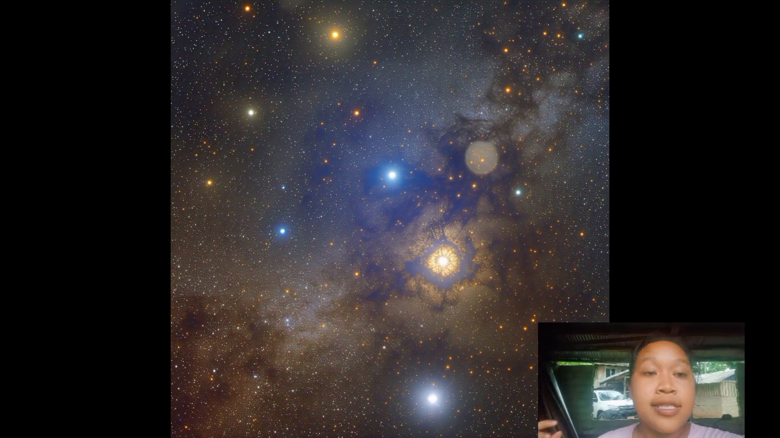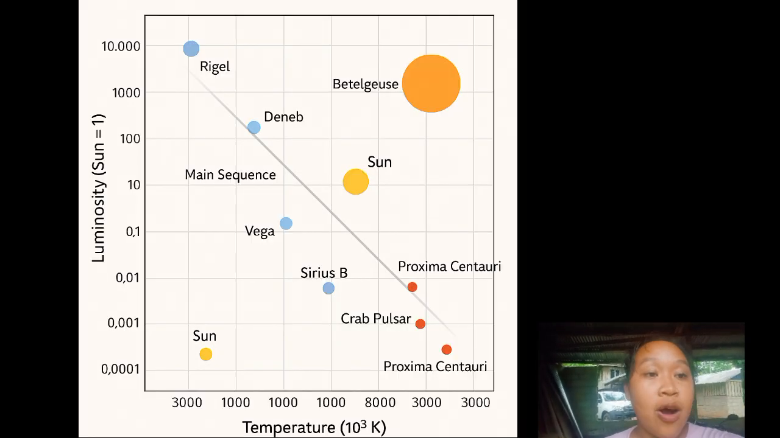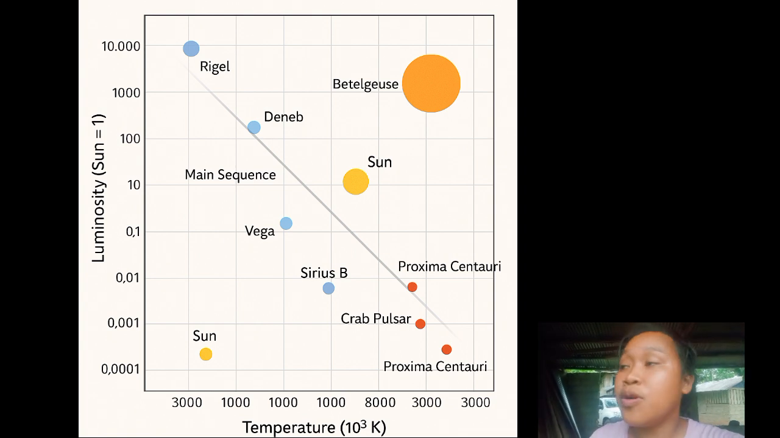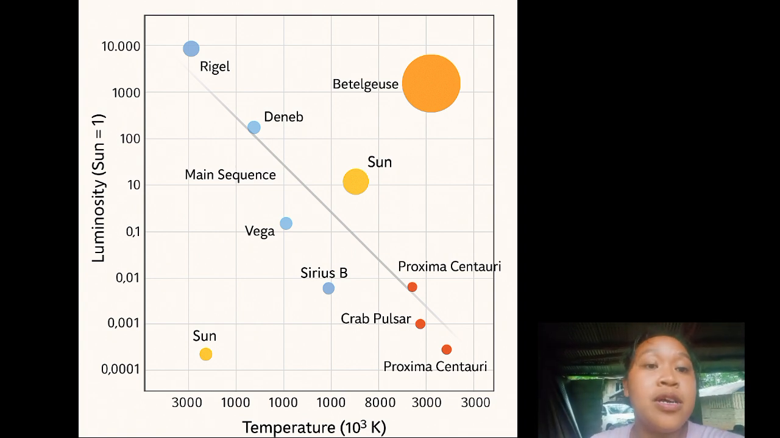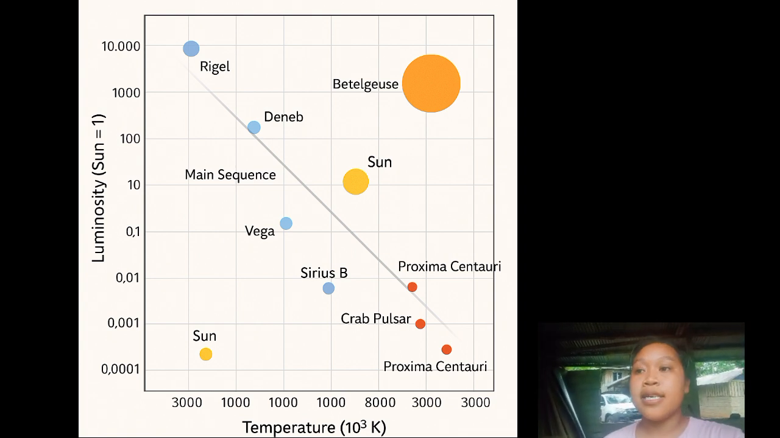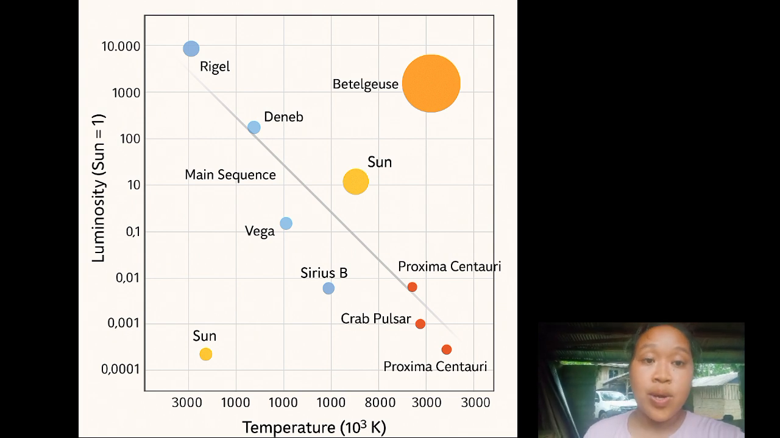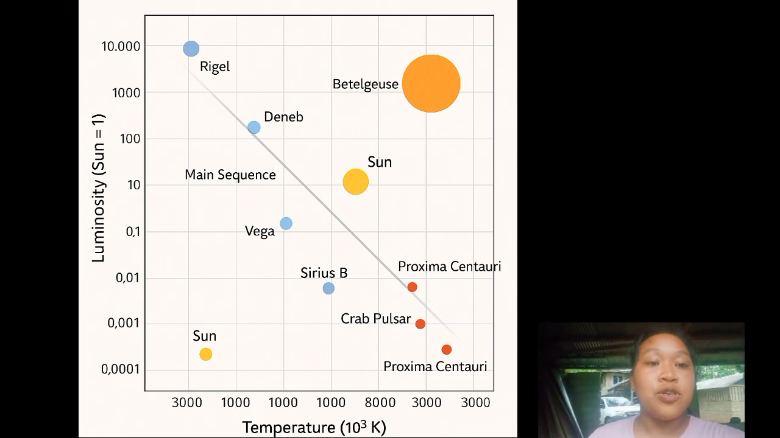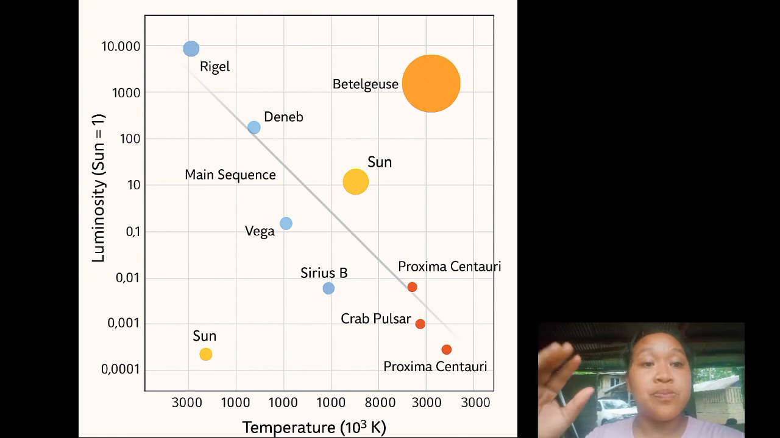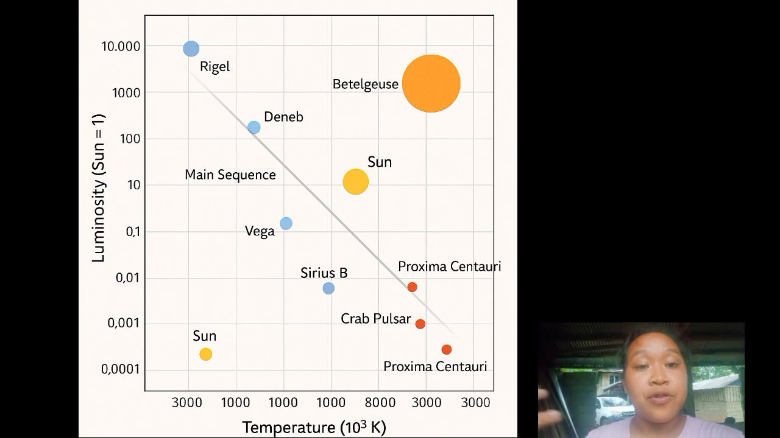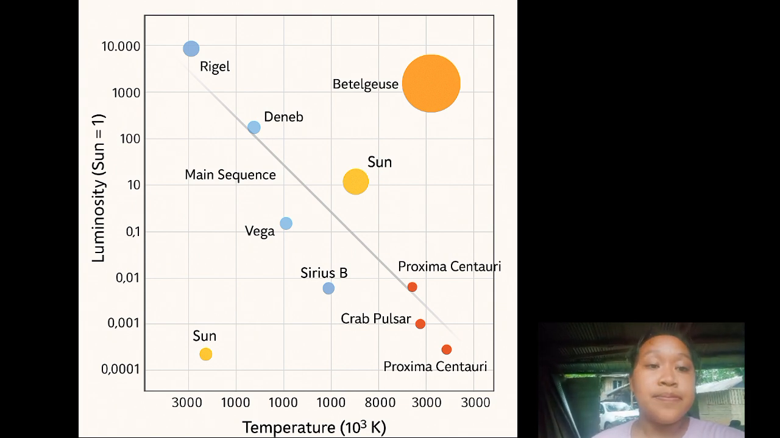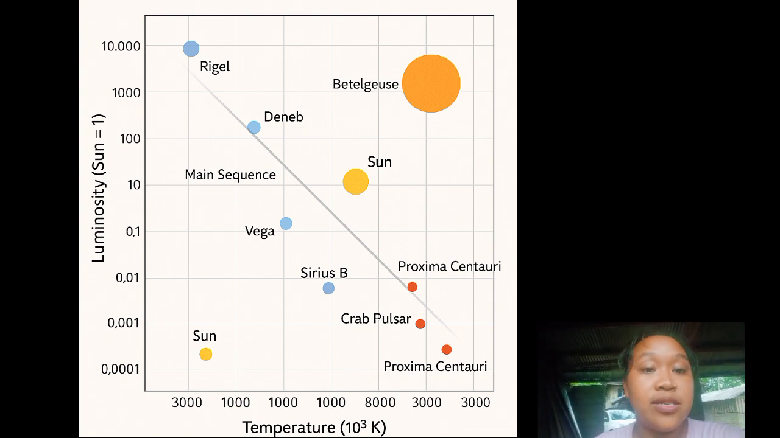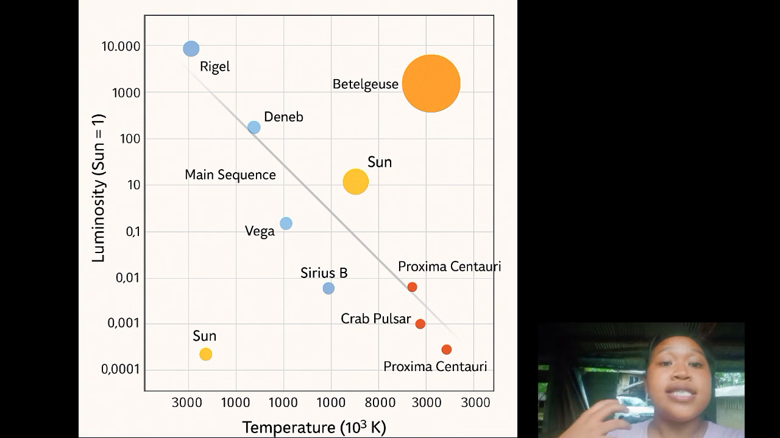Now, let's look at the HR diagram, or the Hertzsprung-Russell diagram. This is a graph used by astronomers to compare and classify stars. The x-axis represents temperature, which decreases from left to right, and the y-axis shows luminosity, or brightness, increasing upward.